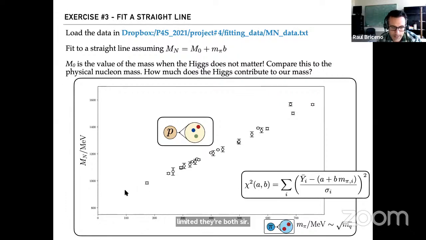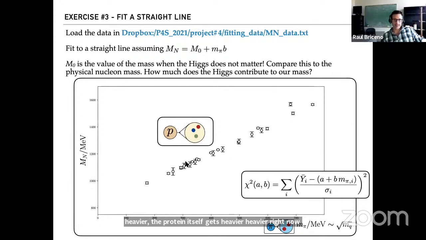And so what you're seeing is that as I dial the quark masses to be heavier and heavier, the nucleon gets heavier and heavier. And this makes sense, right? The proton is essentially a bag which has quarks in it. And so as you make the quarks heavier and heavier, the proton itself gets heavier and heavier.